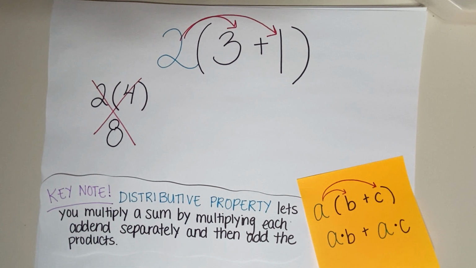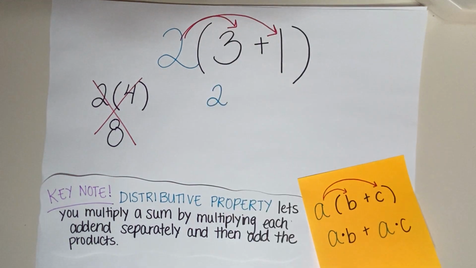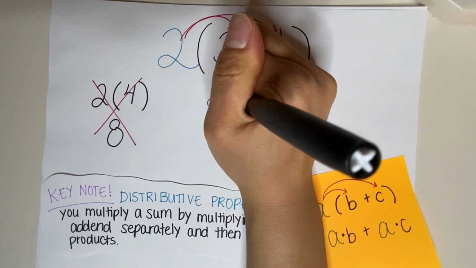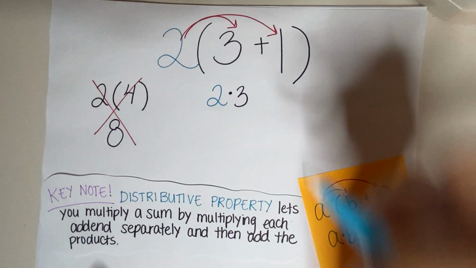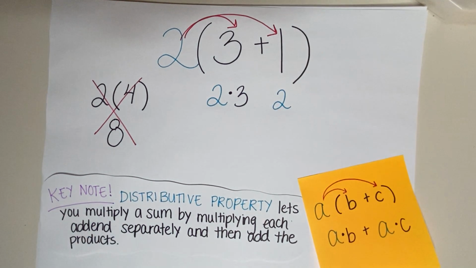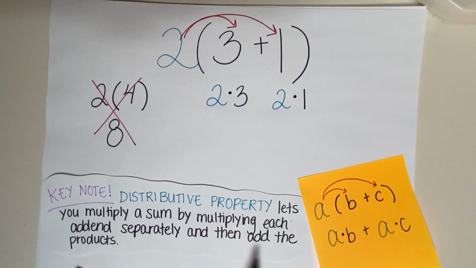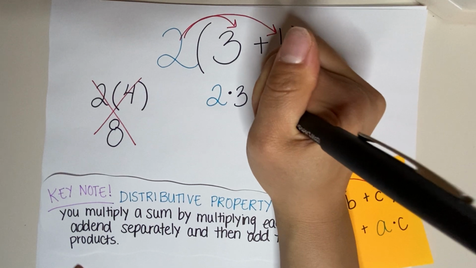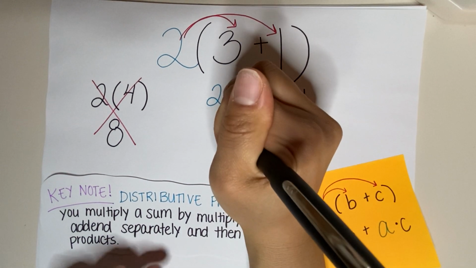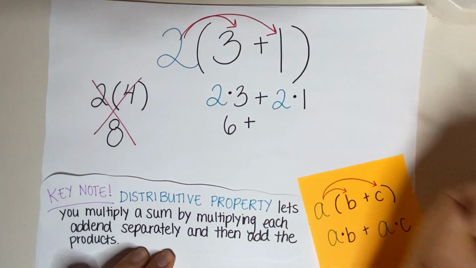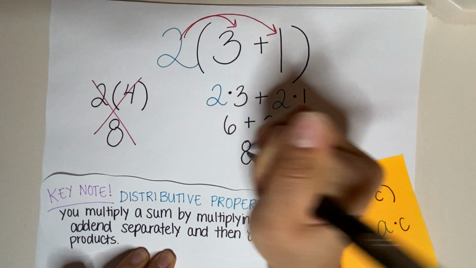So I have 2 times 3 and then we have 2 times 1. And then add the products together. So I add them together. Okay, well 2 times 3 gets me 6. Plus 2 times 1 gets me 2. And this also gets us 8.